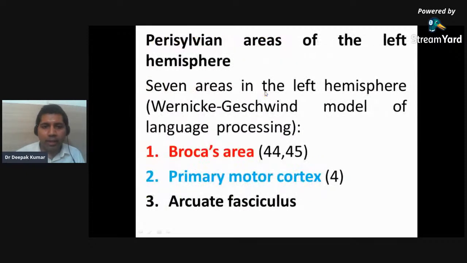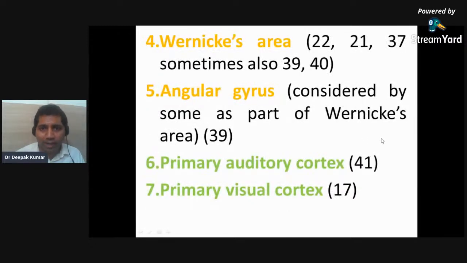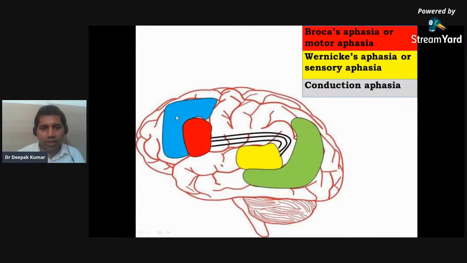I'm going to repeat that again. The areas: Broca's area, primary motor cortex, arcuate fasciculus, Vernix area, angular gyrus, primary auditory cortex, primary visual cortex. Don't worry about the numbers. You can try to memorize them or get familiar with them later. For this session, they are not that important. Okay, so let's look at the picture now.